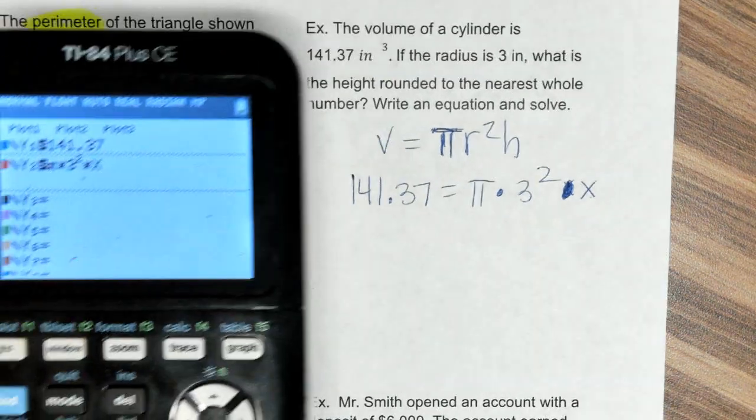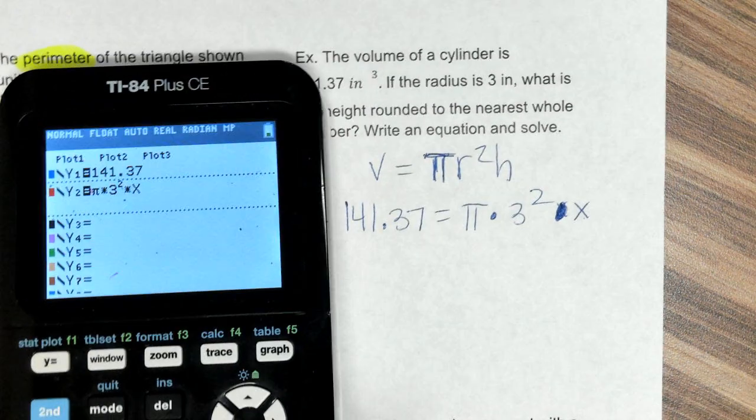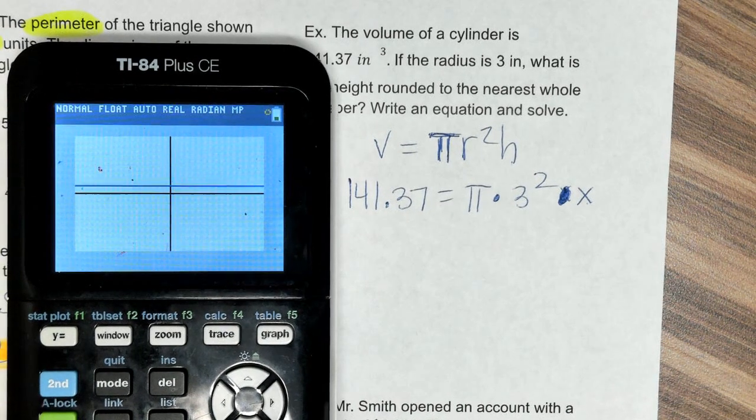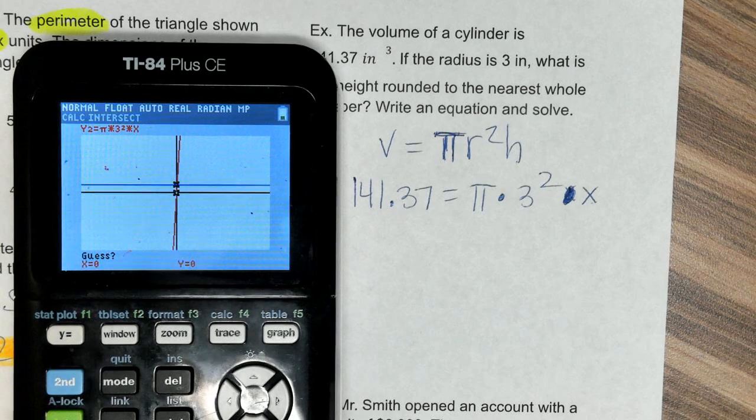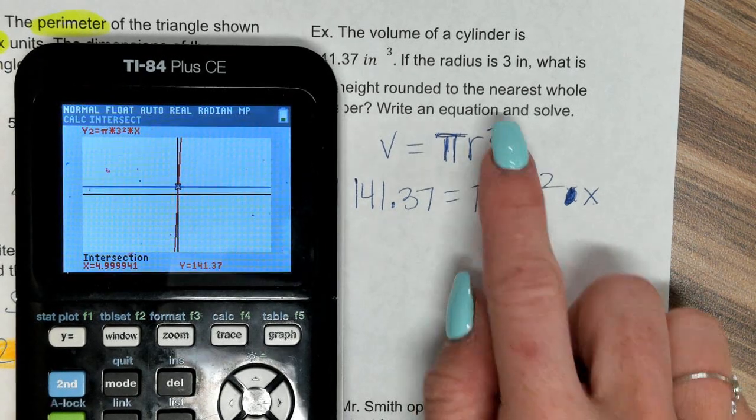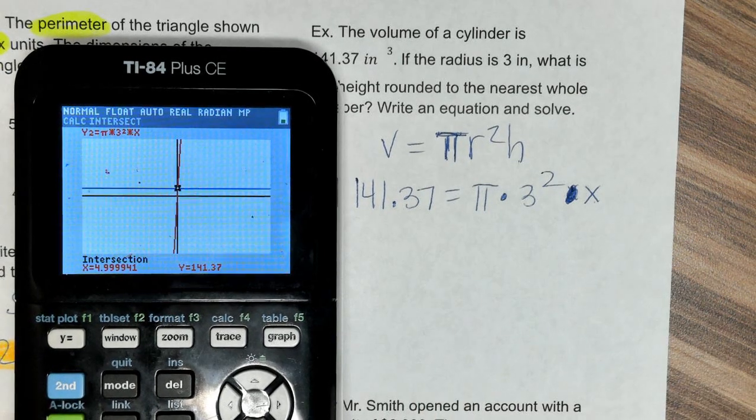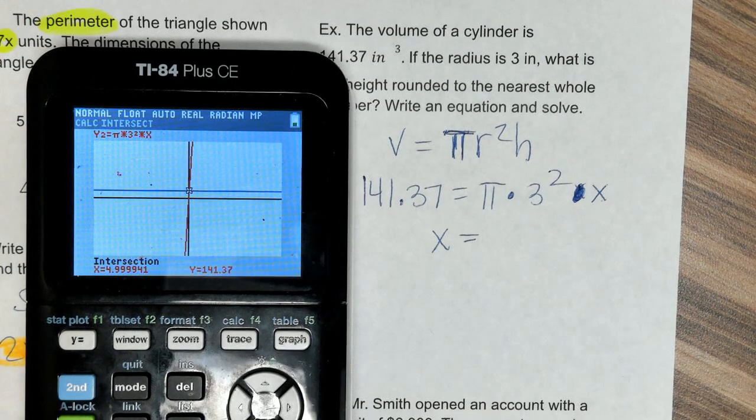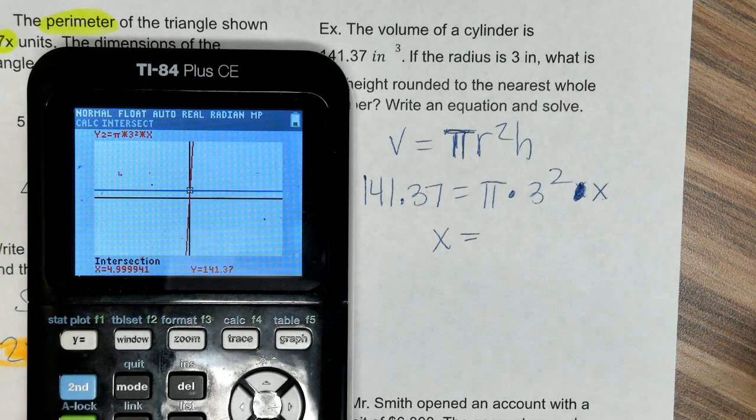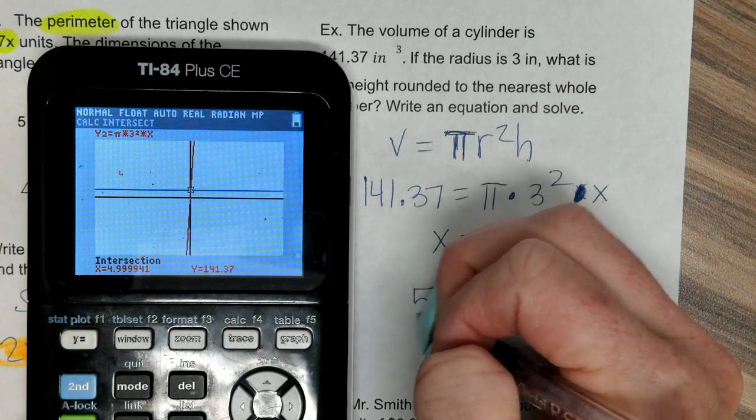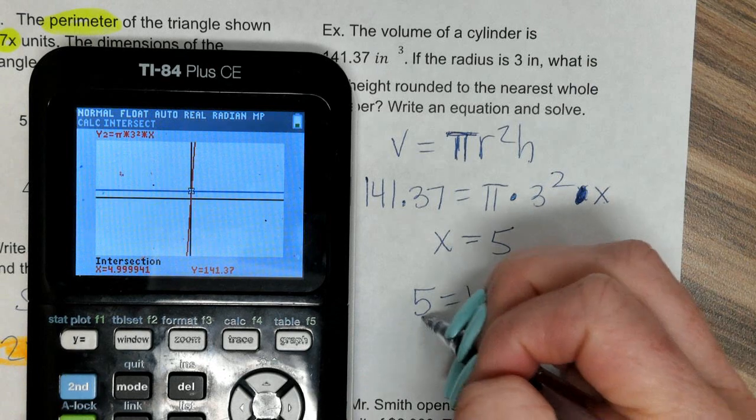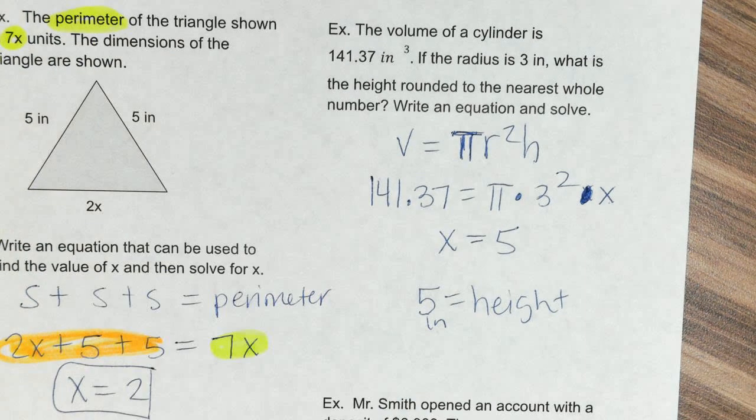So I put this in my calculator. I hit second trace option 5. Enter, enter, enter. We're also rounding to the nearest whole number. So the x has a value of 4.999. What is that a whole number of? 5. So the height was 5 inches. I meant to put inches right there.